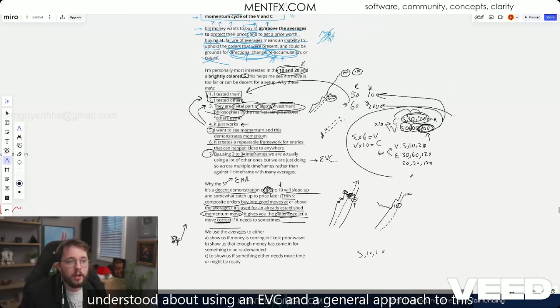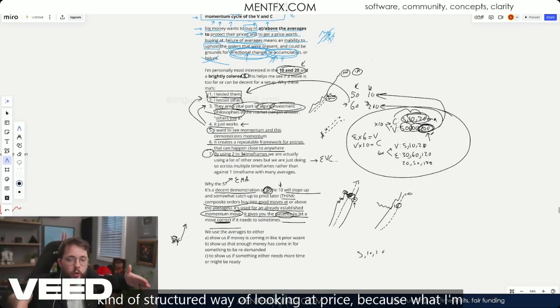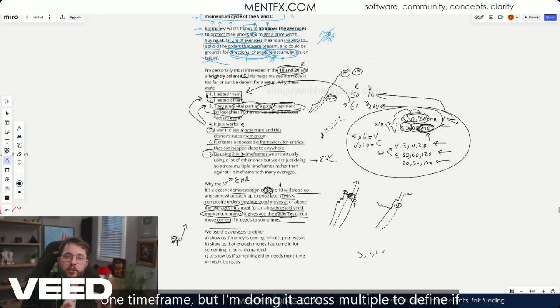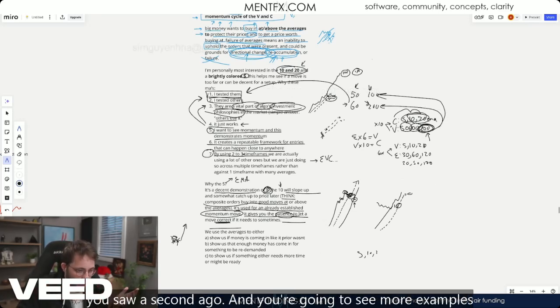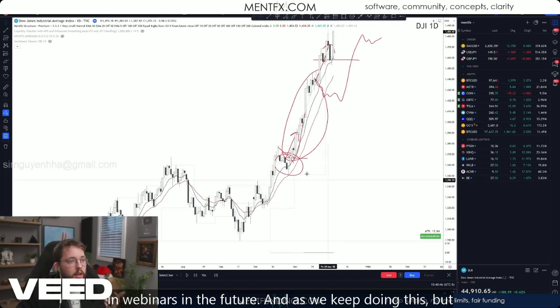Well, this is what I understood about using an EVC and a general approach to this kind of structured way of looking at price, because what I'm doing is I'm actually using all these MAs technically on one time frame, but I'm doing it across multiple to define if I should keep watching something. And it leads to, just like you saw a second ago, and you're going to see more examples in webinars in the future and as we keep doing this.